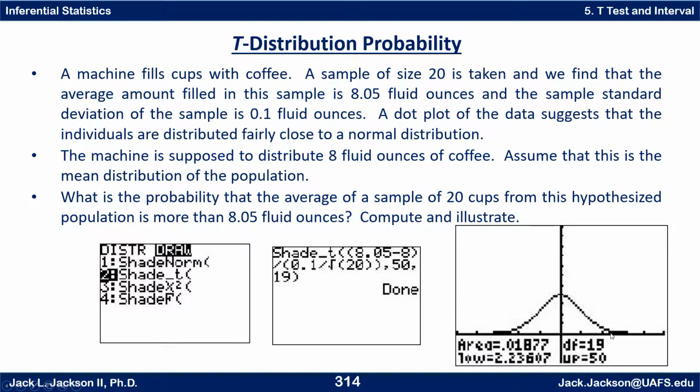So it's shaded here to the right. It's a little bit hard to even see any shading at all, but it's probably right in here. And the lower end of that is our test statistic, which is 2.23607, 19 degrees of freedom, and we went up to 50, which might as well be infinity in this case in terms of the numbers. So we get a very small area, very small probability there.